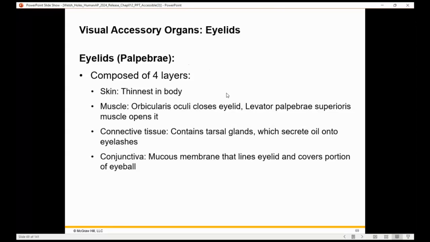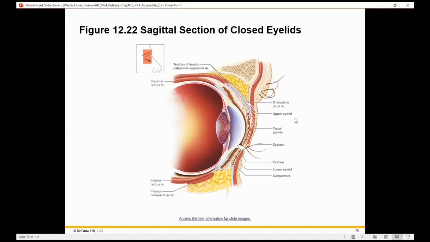The eyelids are composed of 4 layers: the skin, which is the thinnest in the body; the muscle, which is the orbicularis oculi, which closes the eyelids. The levator palpebrae superioris muscle opens it. There's also connective tissue, which contains tarsal glands which secrete oil onto your eyelashes, and then conjunctiva, which are mucous membranes that line the eyelids and cover portions of the eyeball. This figure shows you a sagittal section of the closed eyelid.